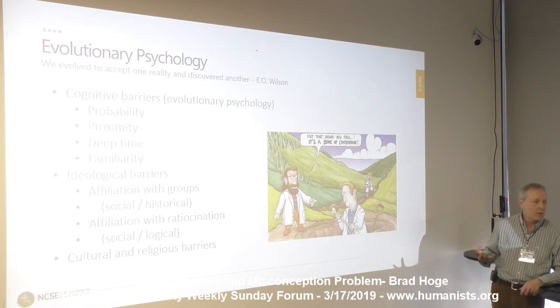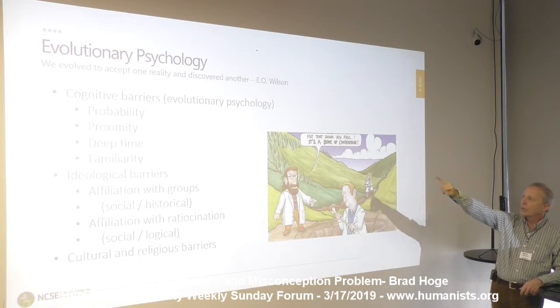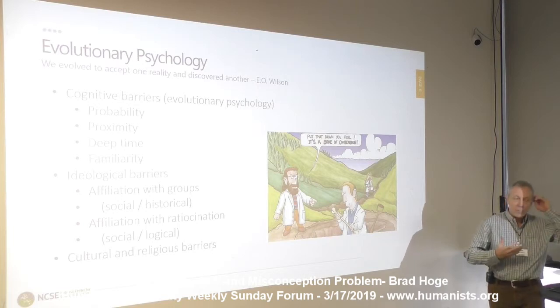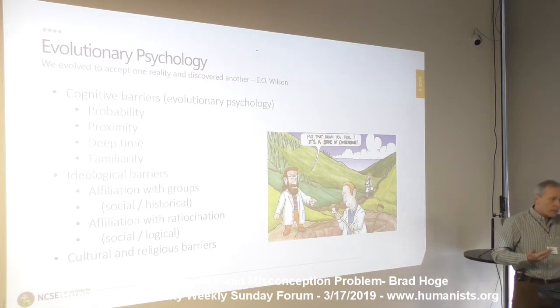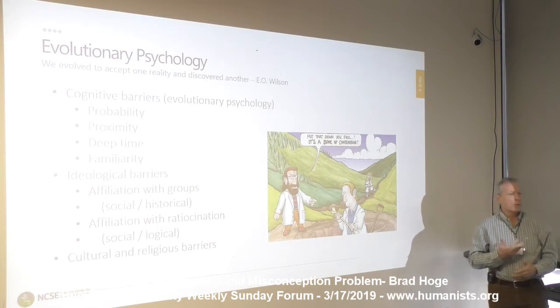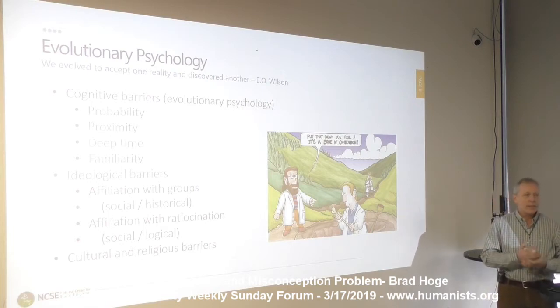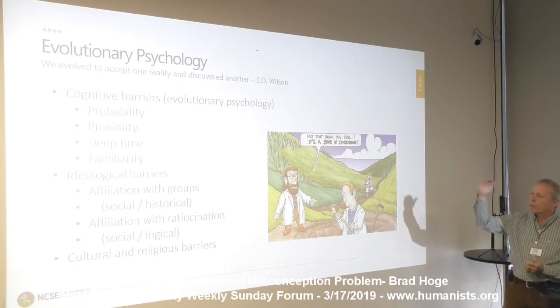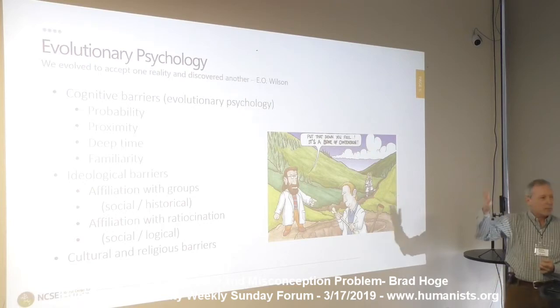I mean, evolution is a perfect example. I love the quote from E.O. Wilson that we evolved to accept one reality and discovered another. In other words, we evolved as mystical thinkers. There's a reason why that was adaptive for us in our evolutionary history. That doesn't serve us well anymore, right? So we'll get to some of that, but more specifically, we're not very good at probability.